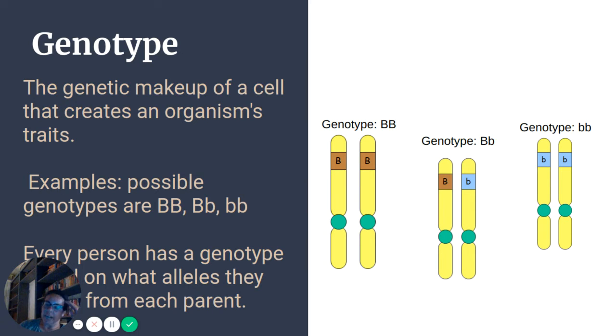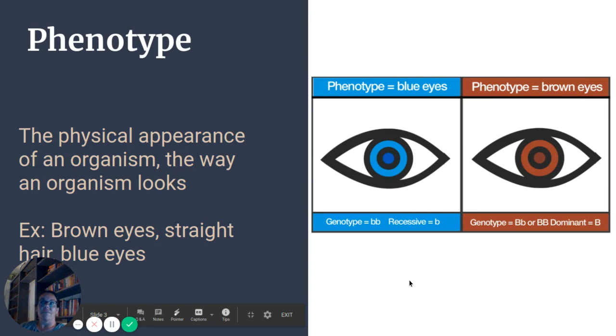So every person has a genotype based on what alleles they inherit from each parent. Genotype has to do with the genes that you have in your DNA. The phenotype, on the other hand, is the physical appearance. It's how you end up looking, basically, based on what genotype you have. So the phenotype starts with a PH. Remember physical. Okay, so like physical trait or physical characteristic or what you can see.